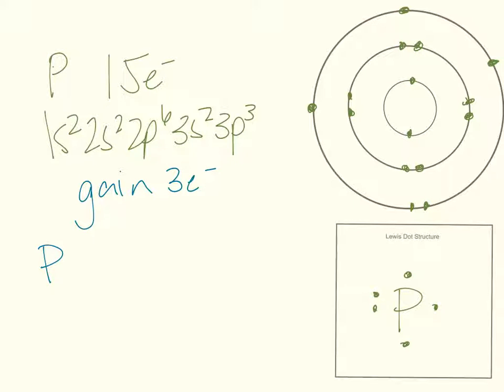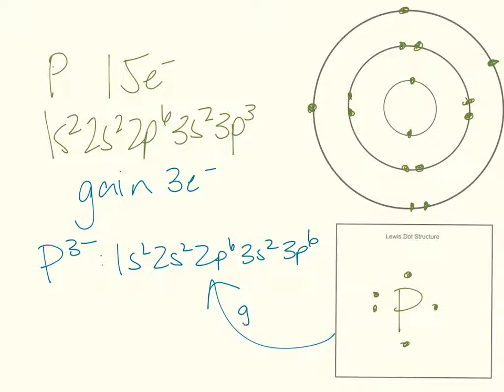And so it becomes P3-. And then it's going to look like, so they're going to have to go into the p subshell. So it'll be 1s2, 2s2, 2p6, 3s2, 3p6. So if this gains 3 electrons, it turns into that.